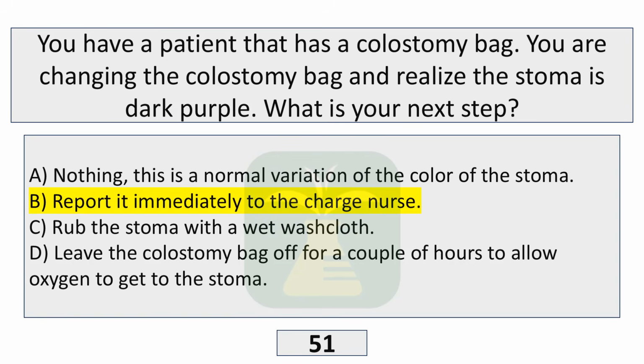Correct answer, B. Report it immediately to the charge nurse. The stoma is the part of the colostomy that is seen outside of the abdomen. It should always be pink to red in color. A purple stoma would indicate a lack of oxygen to the stoma and could result in the patient losing more of their colon/intestines. It is okay to pat the stoma with a wet washcloth, but rubbing should be avoided. Leaving the colostomy bag off could result in feces getting everywhere. Reporting the purple stoma to the charge nurse is essential.